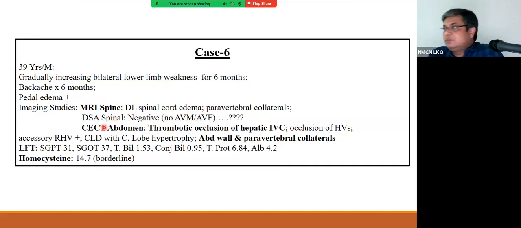DSA spinal was done, however, it was found to be negative. So CECT abdomen was done, and that revealed thrombotic occlusion of hepatic veins and IVC with abdominal wall and paravertebral collaterals, features of CLD, along with a patent accessory RHV. LFT was just marginally deranged. Homocysteine level was borderline.